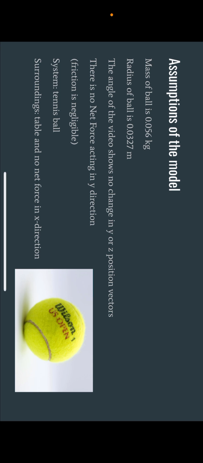So the assumptions were the mass is 0.056 kilograms, with the radius being 0.0327 meters, which we found using data from Google. The angle of the video showed no change in the y or z position vectors, and there's no net force acting in the y direction, simply because the force normal and the force of gravity are counteracting each other. So net force equals 0 in the y direction, and the friction was negligible in the x direction. So we're saying that it's in constant velocity in the x direction. That was acting upon the system, which is the tennis ball, and the surroundings were simply the table with no net forces acting on it.